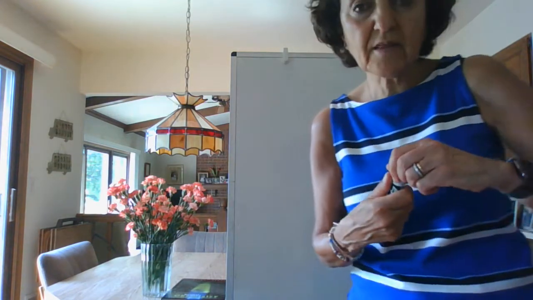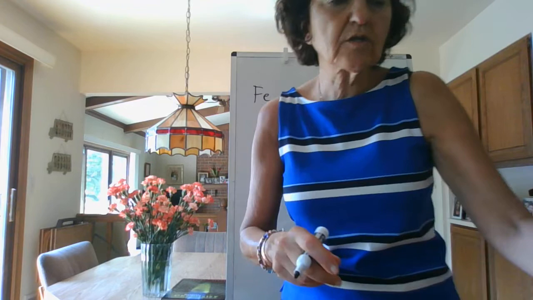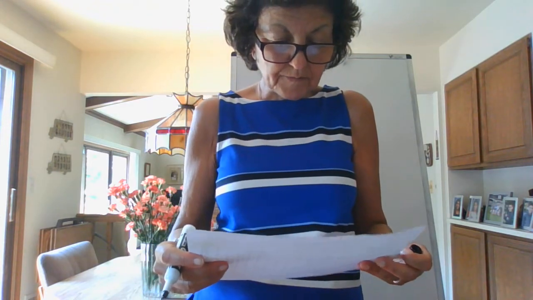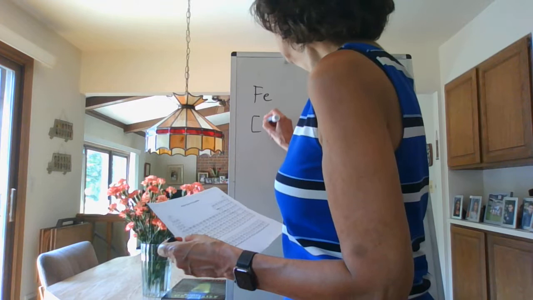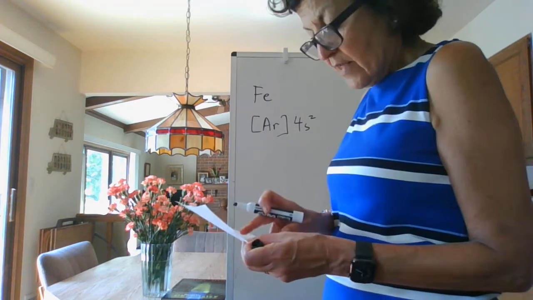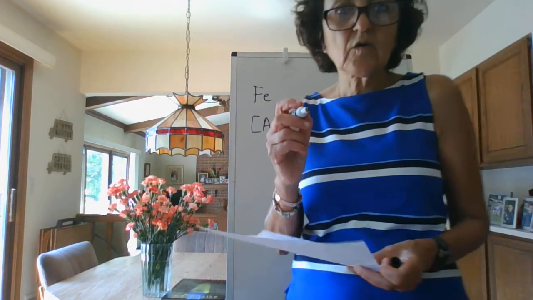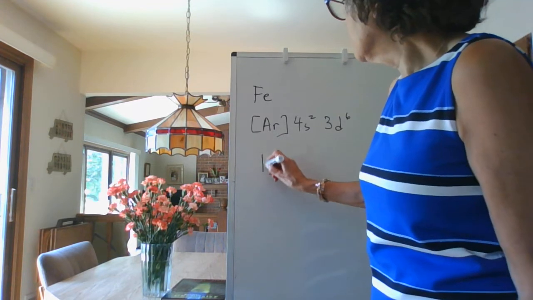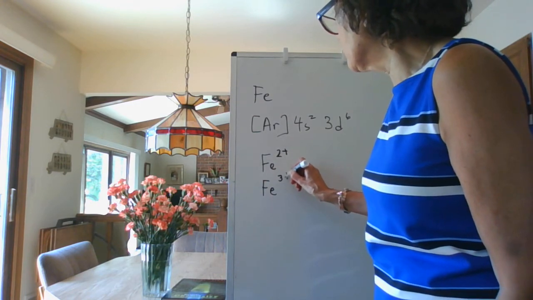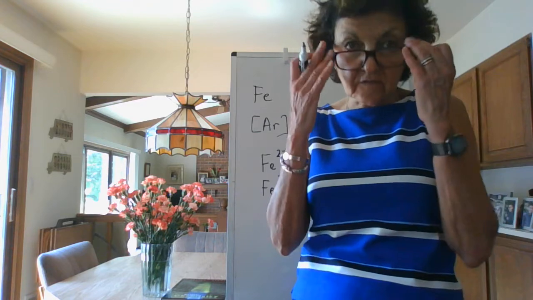Okay, so let me show you what I mean by that. Let's say we've got iron. Let's do the electron configuration of regular iron, not the ion. So we can write argon 4s2, and then we've got 1, 2, 3, 4, 5, 6, 3d6. Now, you know that iron can exist as Fe2+ and Fe3+. Remember, it's a variable charge ion element, so iron can exist as two different charges.